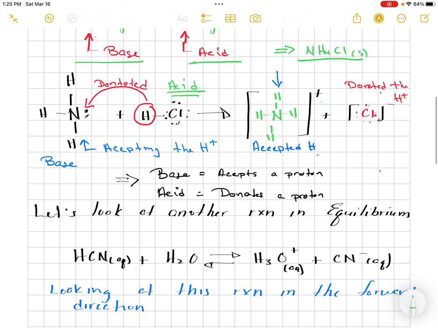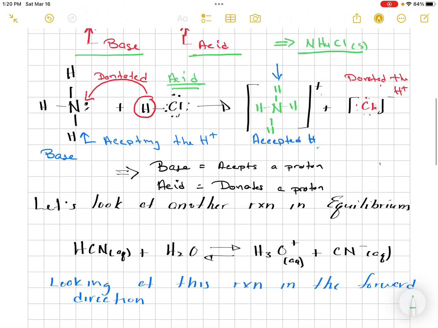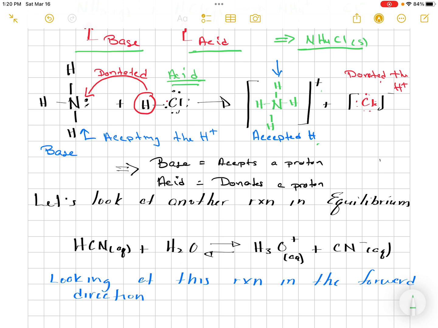Let's take a look at this reaction in the forward direction. So here's what we got. We have hydrogen cyanide reacting with water to form the hydronium ion and the cyanide ion. Now, in this case, we are releasing a hydrogen ion, which goes to the Arrhenius model. But let's look a little bit deeper and see exactly what's happening.